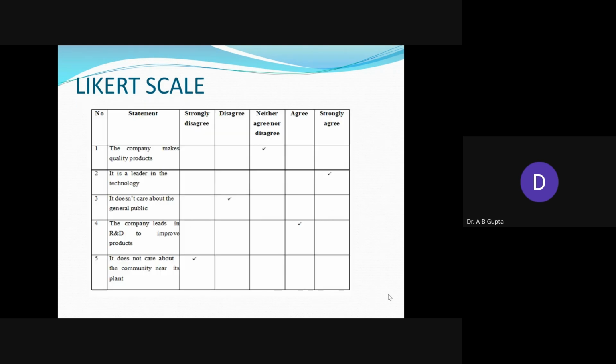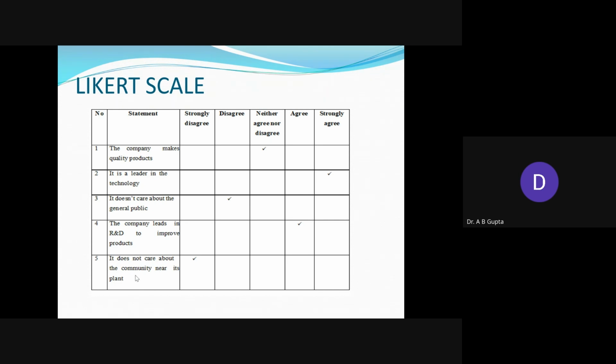Now let me show you an example. I want to know the image of a company. I want to know from the people, from the common public, or I want to know from the employees, the image of a company. And these are the 5 statements I am giving. The company makes quality products. It is a leader. It does not care about the public. The company invests in R&D to improve the product. It does not care about the community. So these are the 5 statements.